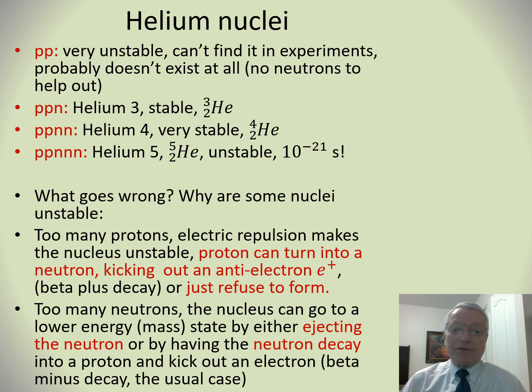Or it can just refuse to form in the first place. You can also have too many neutrons. With too many neutrons, the nucleus can tell that it can go to a lower energy state by either kicking the neutron out or, more likely, having the neutron turn into a proton. That's normal beta decay, beta minus decay. And so between those 2 bounds of too many protons, too many neutrons, there's a stable range, and that's where these isotopes exist.